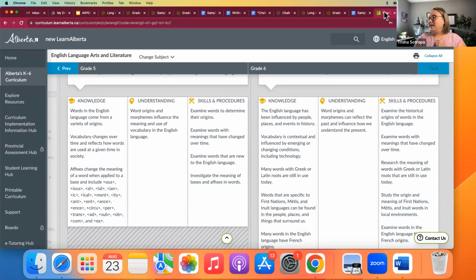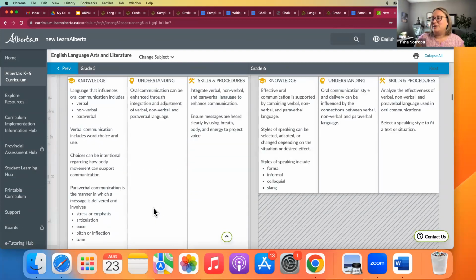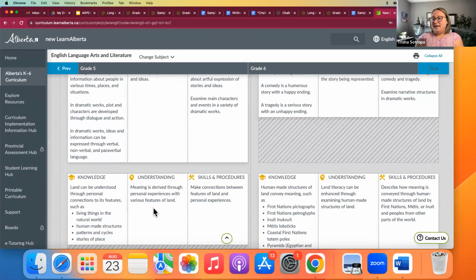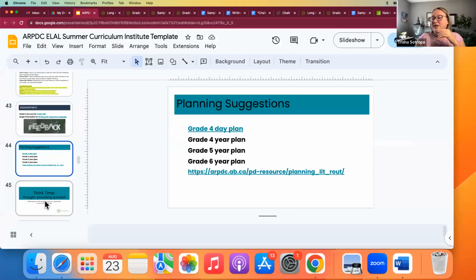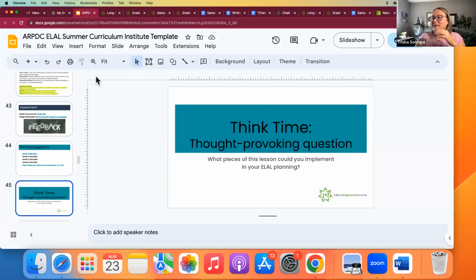Oh, it didn't take me directly to it. That's in text forms and structure. I'm sorry. Anyway, that the land can be understood through personal connections to its features, such as living things in the natural world, human-made structures, patterns and cycles, and stories of place. Meaning that you don't have to do all of these, but you can choose which ones you want to do. All right. Well, it seems that I have thoroughly zipped through what I was planning on doing today.